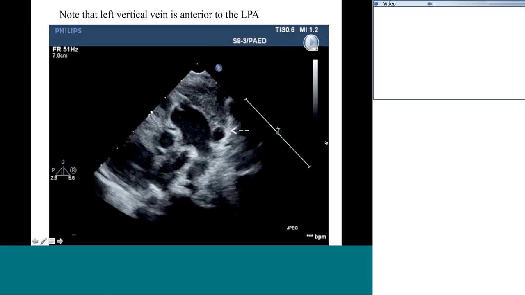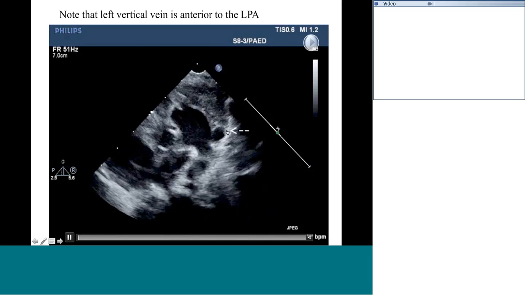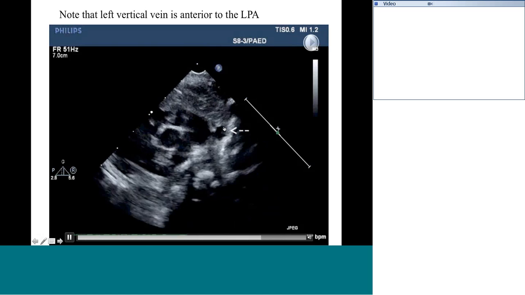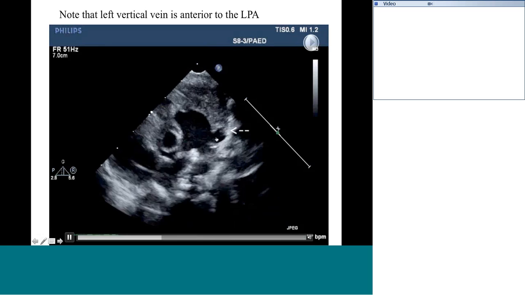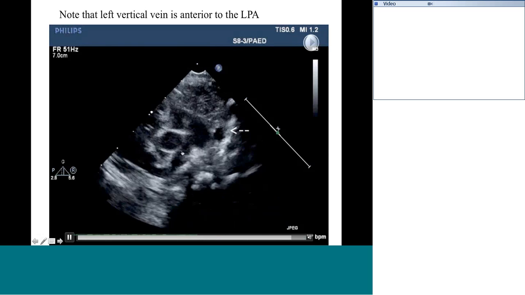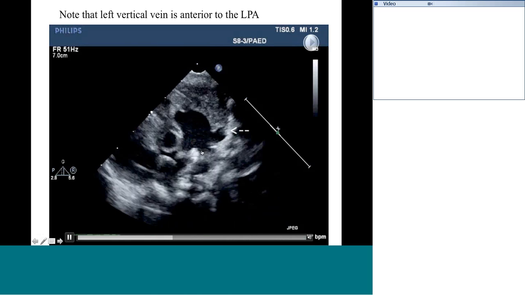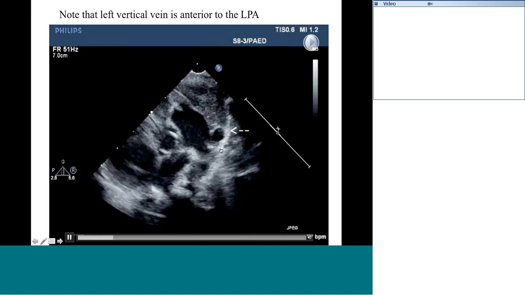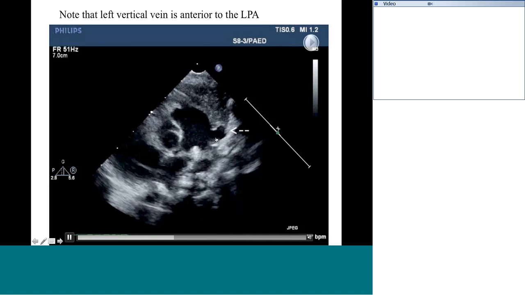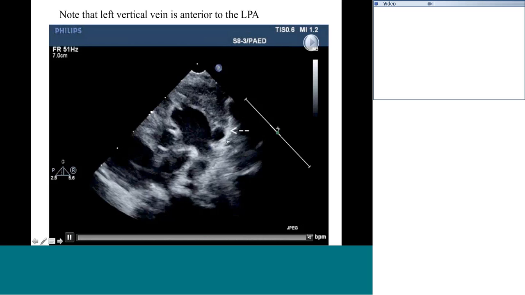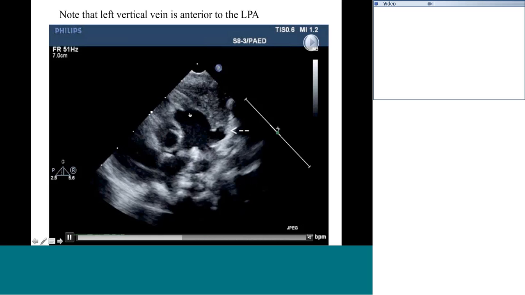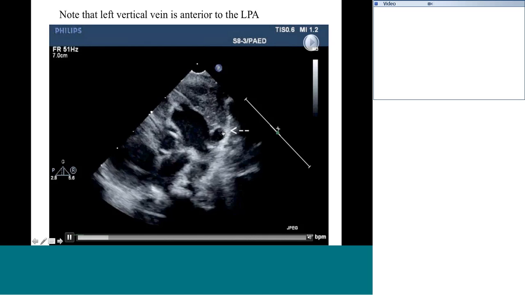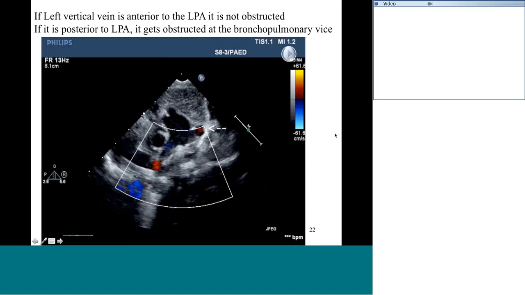It's important to understand one thing. I already showed on the CT angiogram that the pulmonary veins are anterior to the coronary angiogram. So if the pulmonary veins are anterior, the veins which join the common chamber will also tend to course anterior to the left pulmonary artery. So this is the short axis right pulmonary artery and left pulmonary artery. This is the left vertical vein and it is anterior to the left pulmonary artery, so it is not getting obstructed. So if you find the left vertical vein anterior and to the left of the left pulmonary artery, it doesn't get obstructed.